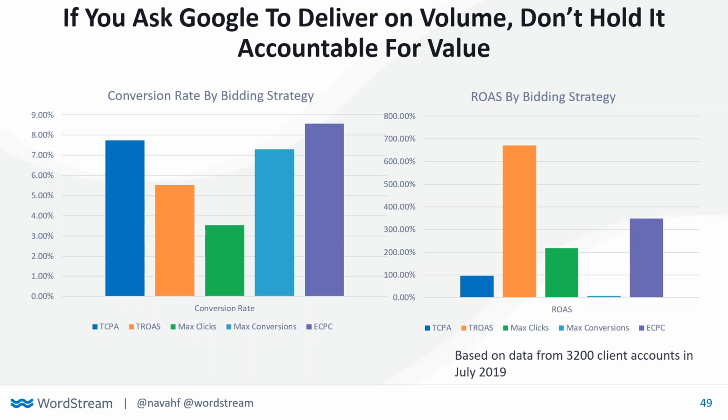ECPC, TCPA, and max conversions are all the way down there, really don't meet the mark, whereas TROAS 100% meets goal. Ironically enough, max clicks, and I would argue max clicks with a bid cap, did better than TCPA. So just be very careful when you ask Google, or to be fair, Bing as well, to deliver you value. Do not ask it to then also deliver volume, and vice versa.